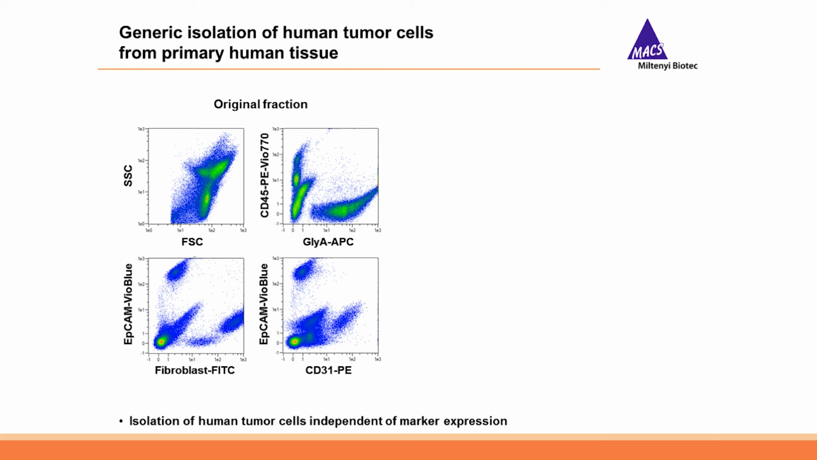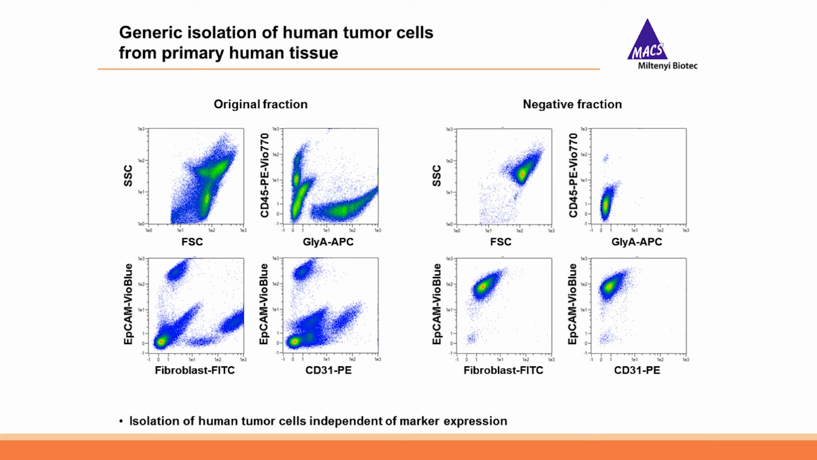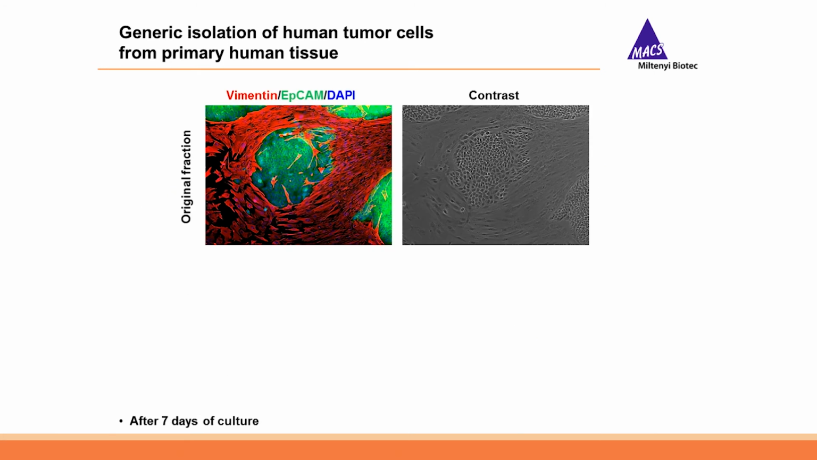You apply the labeling, you run it over a column, and 20 minutes later you have a pure human tumor cell fraction. And again, if you compare the culture of these cells, if you plate the original fraction compared to the other starting materials, you see tumor cell colonies stained with EpCAM and a lot of fibroblasts that are also giving you a high risk of losing this culture, because the fibroblasts plate efficiently, they grow very fast, and frequently you lose a culture by overgrowing fibroblasts.